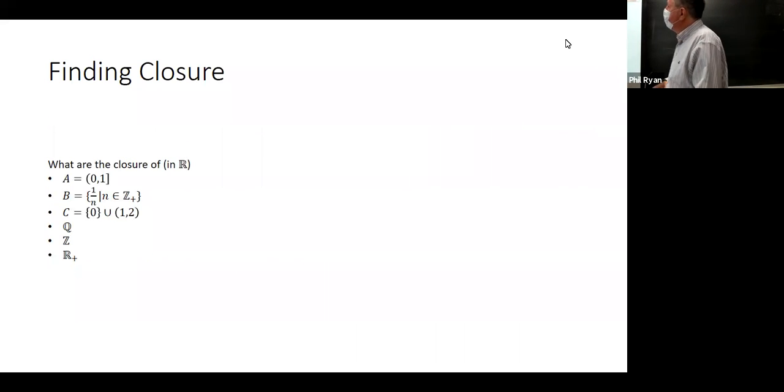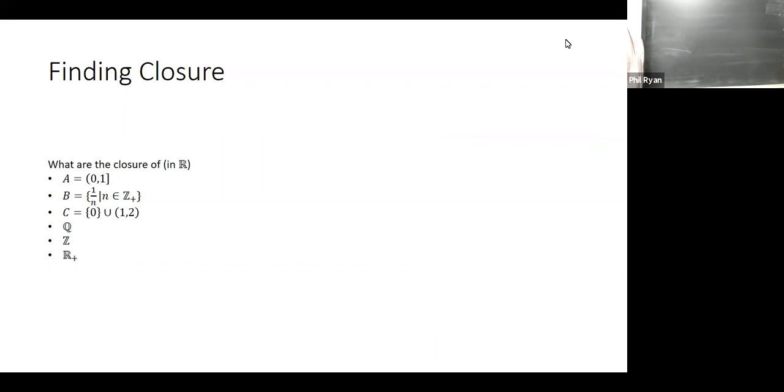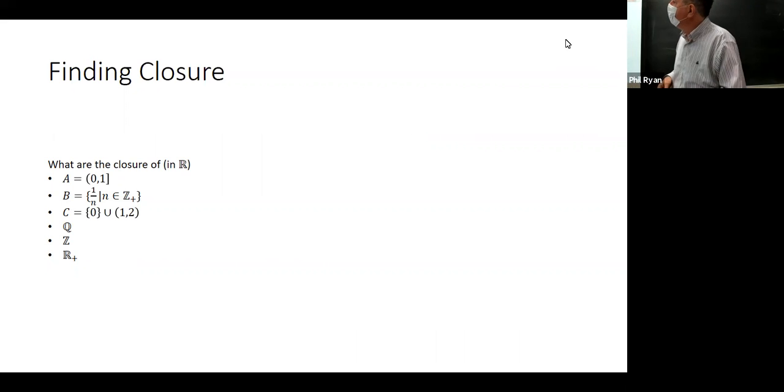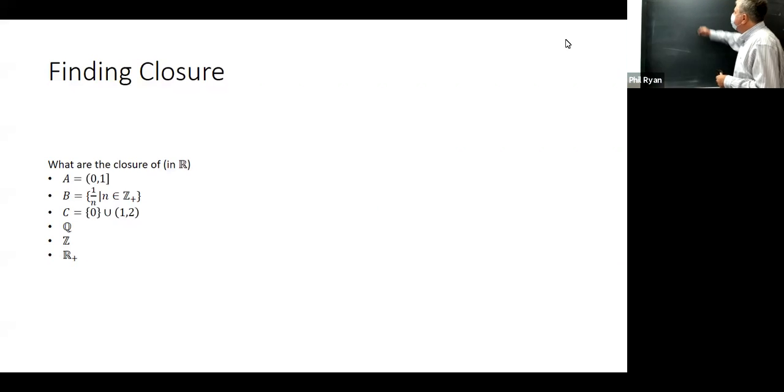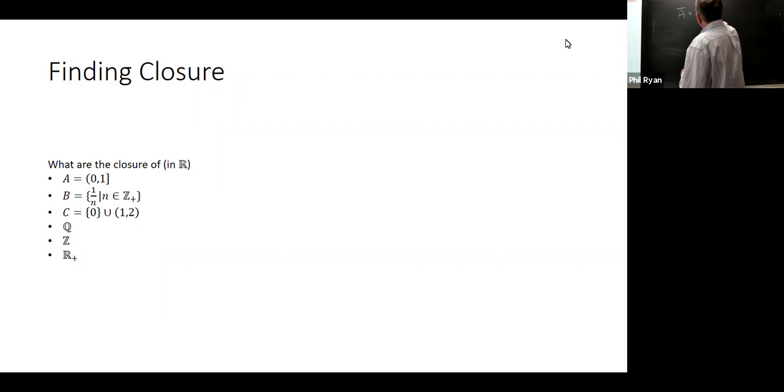So let's do some examples. So here are 6 subsets of the real number line. Let's figure out what the closure of A is, and each of those 6. What do you reckon, Will? You're the only one here. Closed interval from 0 to 1. Yep, exactly right.